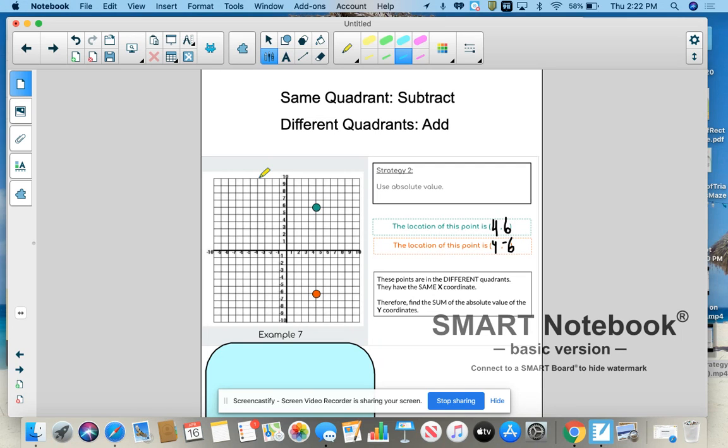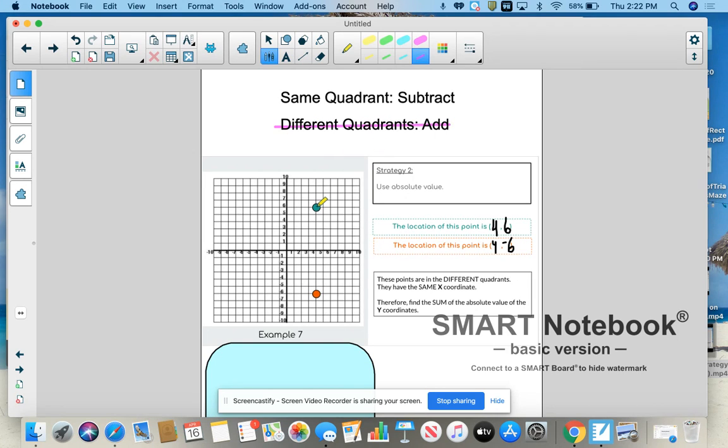All right, so now we're going to take a look at examples where our 2 points are sitting in different quadrants. I need you to notice I have a point up here and I have a point all the way down here. When they sit in different quadrants, we're actually going to add. And I know that's weird, so I kind of want to give you some reasoning behind it.